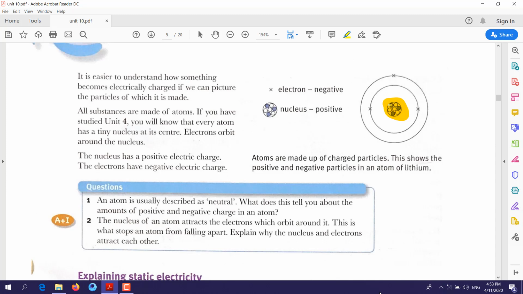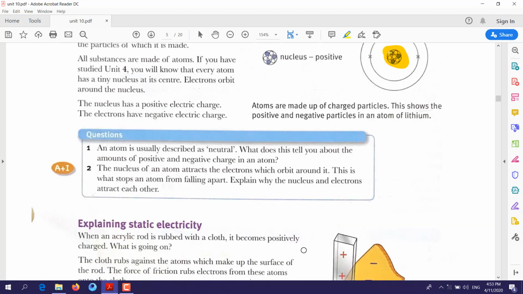The explanation for why they attract each other is that protons have a positive charge while electrons have a negative charge. So here what do we have? We have two different charges, and two different charges will always attract each other.